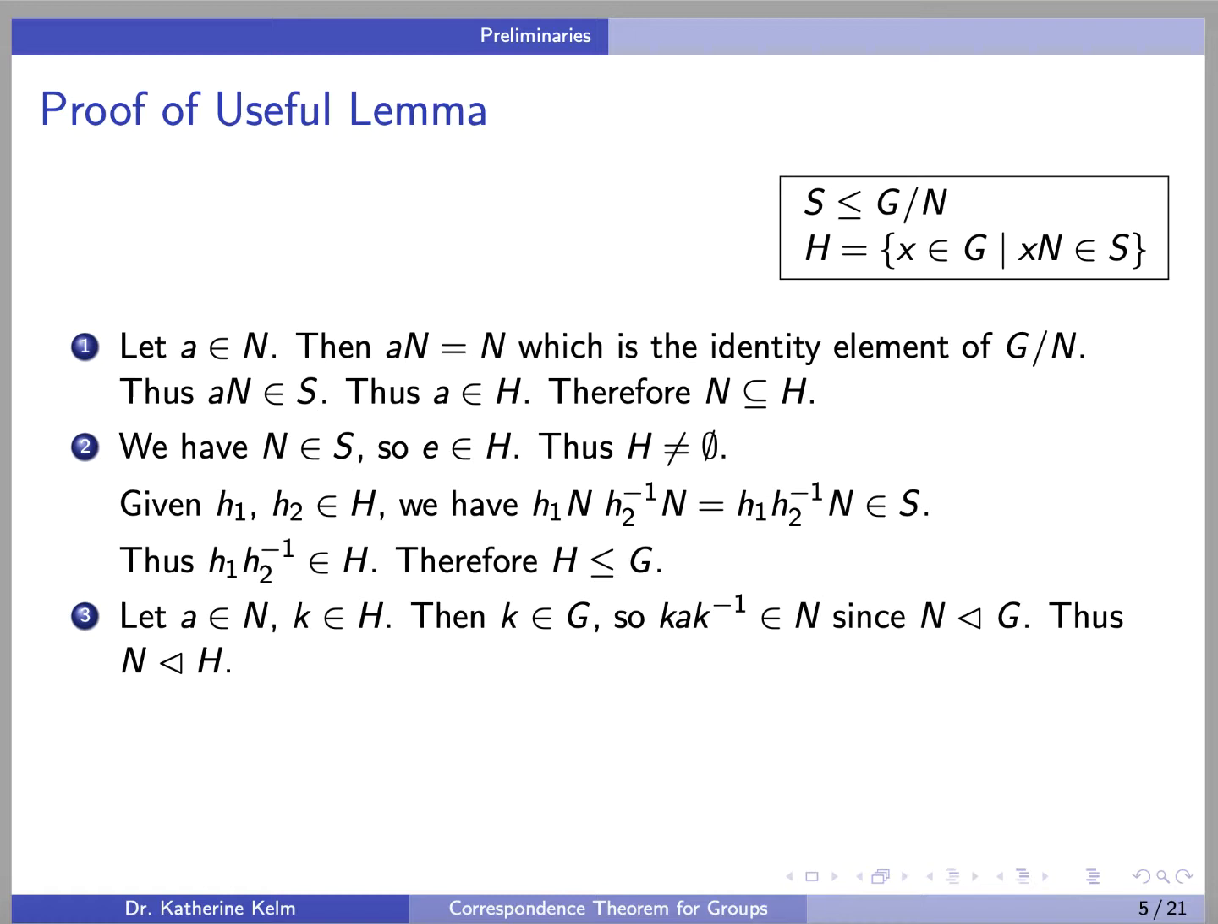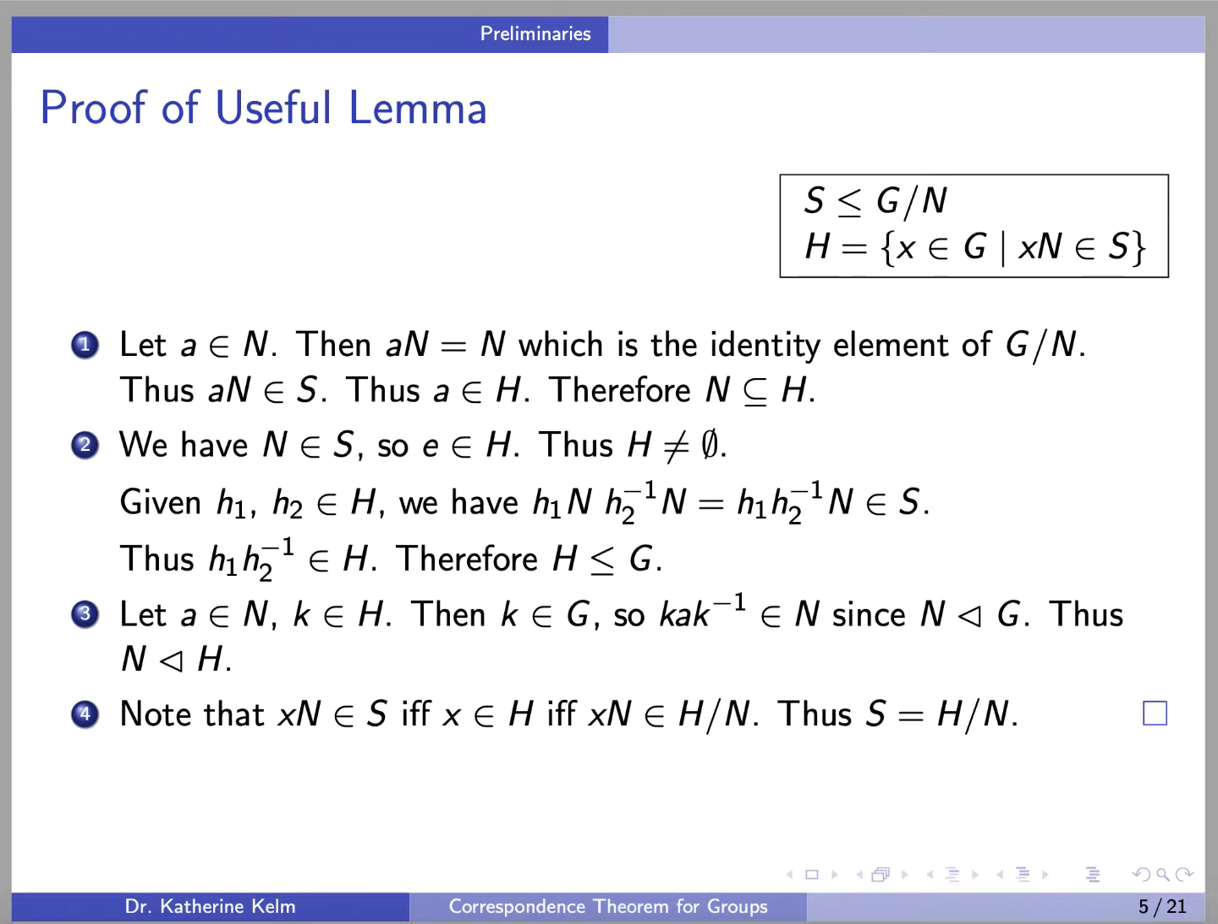N inherits the normality in H by virtue of N being a normal subgroup of G. That is, if you let a be an element of N and k be an element of H, then k is an element of G. And so conjugating a by k will result in an element belonging to N. Therefore, N is a normal subgroup of H. And finally, we need to show that S is equal to H/N, but a coset xN belongs to S if and only if x belongs to H, by definition of H, which is true if and only if xN belongs to H/N. And therefore, we have shown that S is equal to H/N.